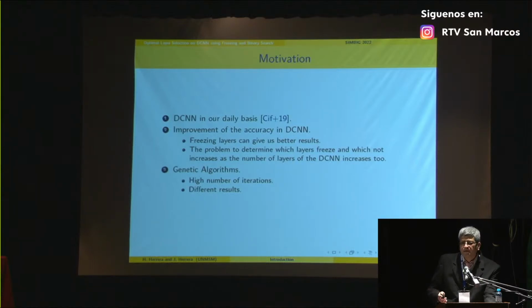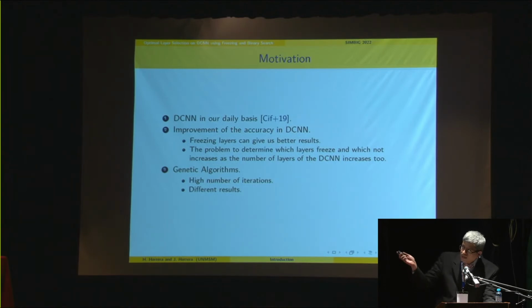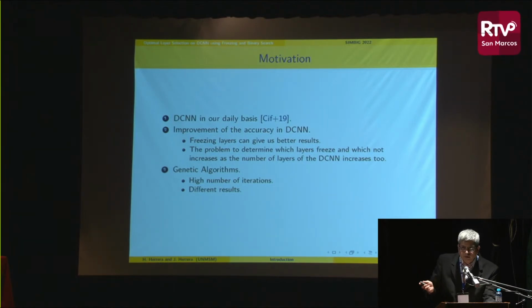This problem increases as the number of layers increases too. Finally, we are presenting the current state of the art, that is genetic algorithms, and one of the problems is the high number of iterations and also the different results.